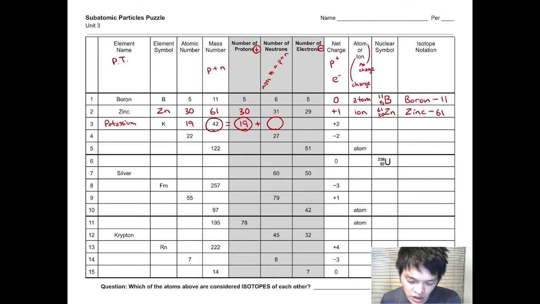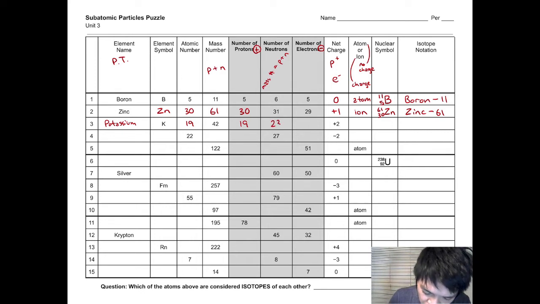What has to be the amount of neutrons? If you just do a little bit of math, you know that you'd have to subtract here. So you take the mass number and you subtract the number of protons and you'll get the number of neutrons, right? So that means 42 minus 19. What does that give me? Let me just type it in the calculator real quick. 42 minus 19 gives me 23.